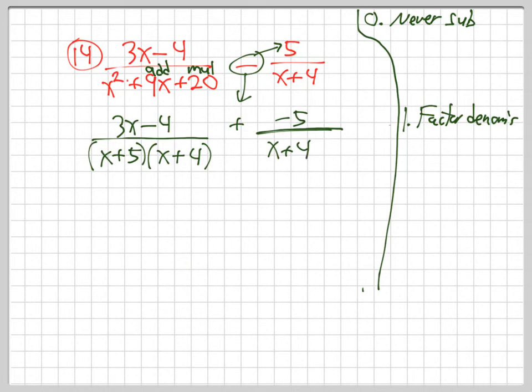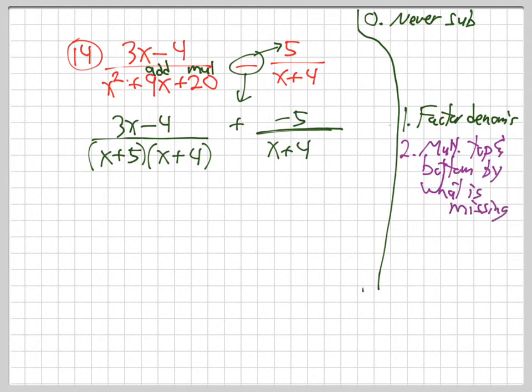All right. So we get to here now. What's the next step? Step 2: multiply top and bottom by what is missing. Multiply top and bottom by what is missing. Right. This is the what does my neighbor have that I don't have. So you go to this denominator. What is he missing that the other guy has? Nothing. He's got that x plus 4. Okay, what about the other guy? Who's missing something? How about that?